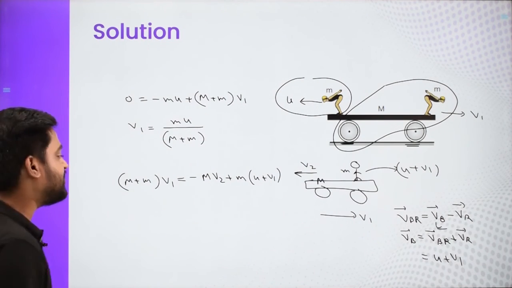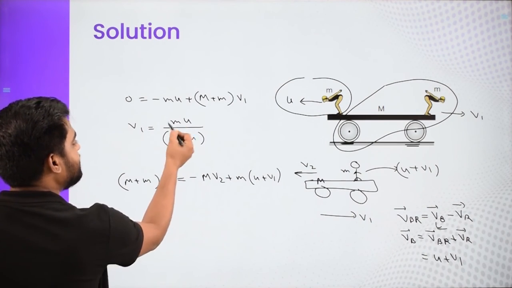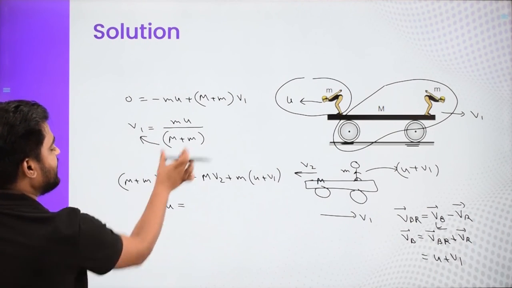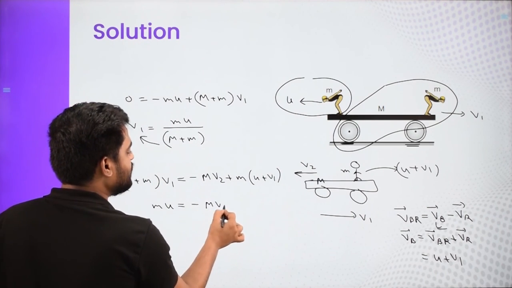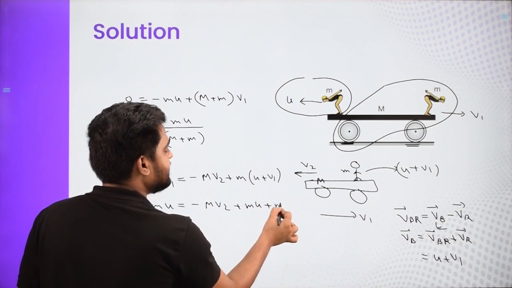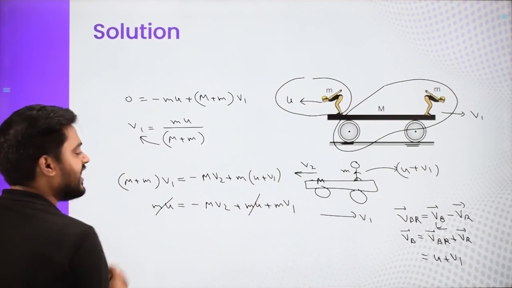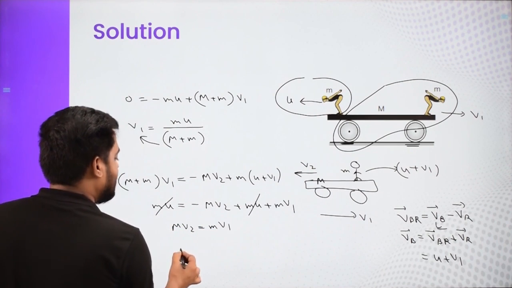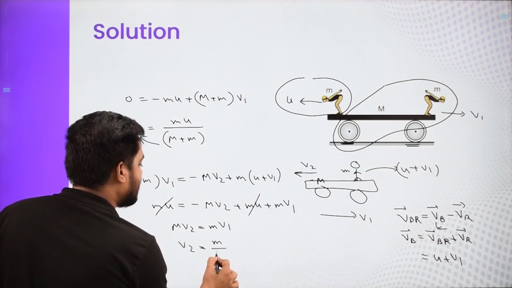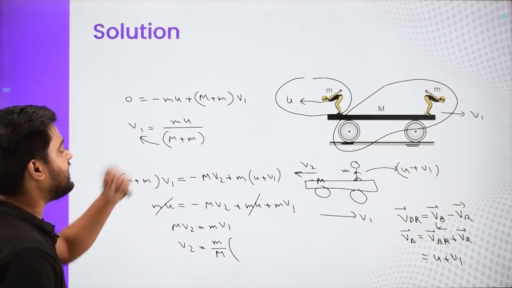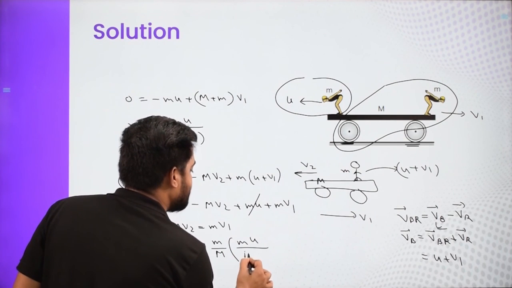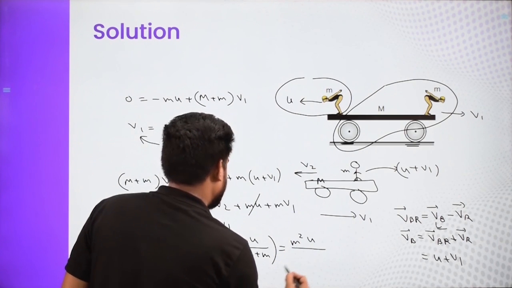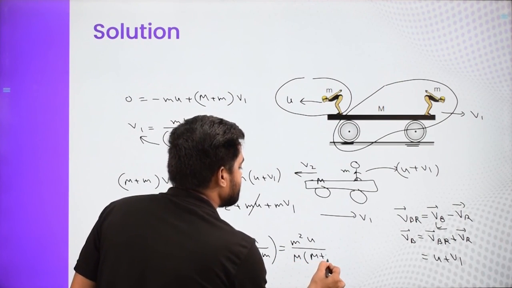v1 we already know, we will substitute that. So M plus m times v1 is simply mu. Substituting, mu is equal to minus M v2 plus m(u plus v1). So mu and mu get cancelled, and then capital M v2 is equal to m v1, and eventually v2 is m by capital M into v1. Our v1 is small mu divided by M plus m, and that gives us our final answer, which is small m square u divided by M times (M plus small m).